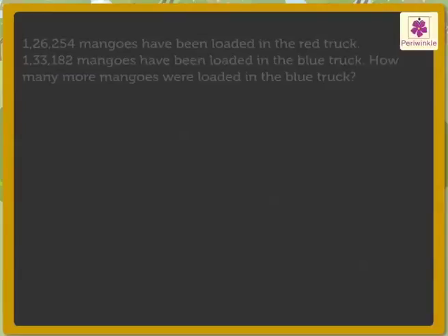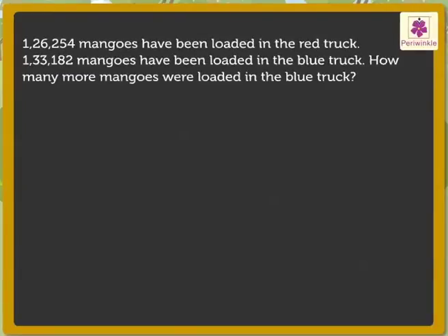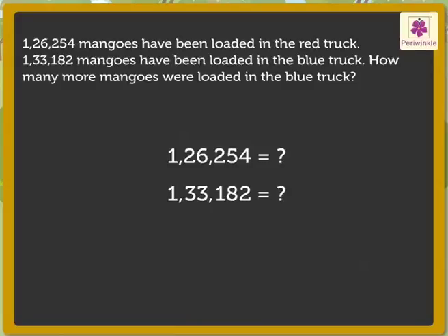Now, to understand the problem well and to know how to write the statements, ask these questions. What is 1,26,254? And what is 1,33,182? The answers to these questions will help us to form the statements for the solution.